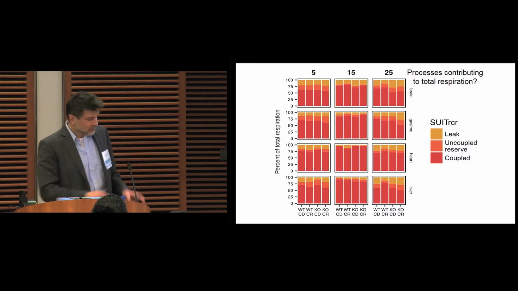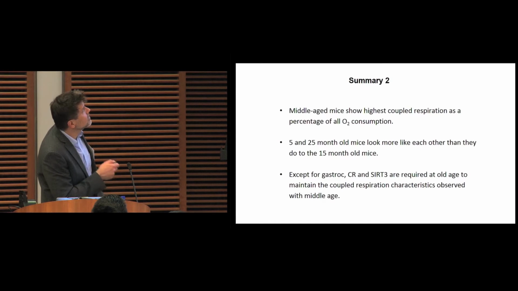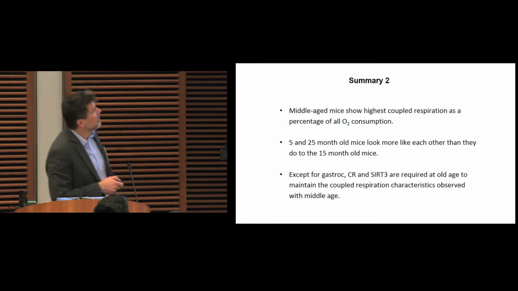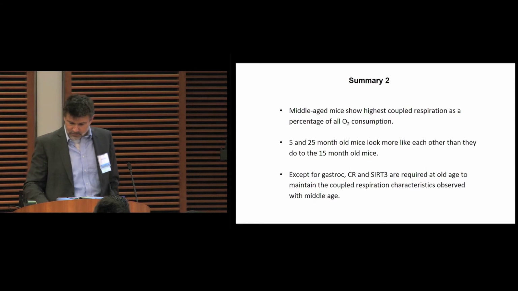What does that mean? Okay, quick summary. Middle-aged mice show the highest coupled respiration as a percentage of all oxygen consumption. 5 and 25 mice look more like each other than they do to the 15-month-old mice. And except for gastroc muscle, caloric restriction and SIRT3 are required at old age to maintain the coupled respiration characteristics seen with middle age.